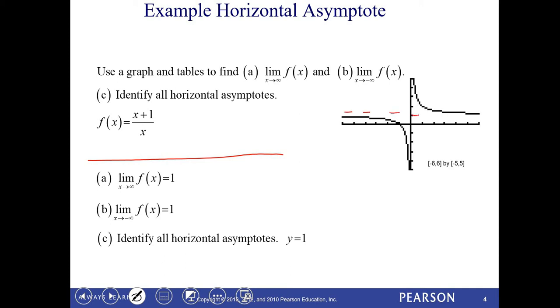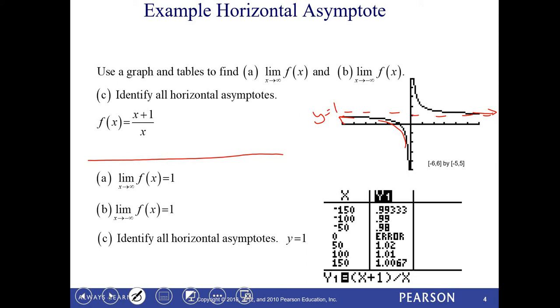If we look at this graph, it appears that there is a horizontal asymptote at y equals 1. So the limit as x approaches infinity of this function, as the function goes further and further to the right, is 1. The limit as it approaches negative infinity, going to the left, is also 1. And our horizontal asymptote is the line y equals 1.